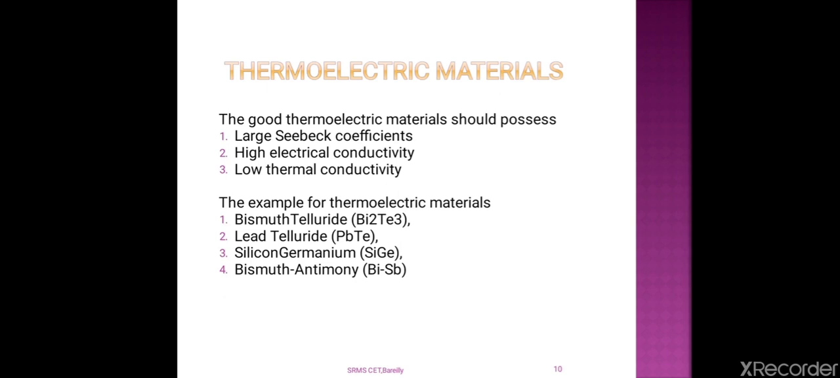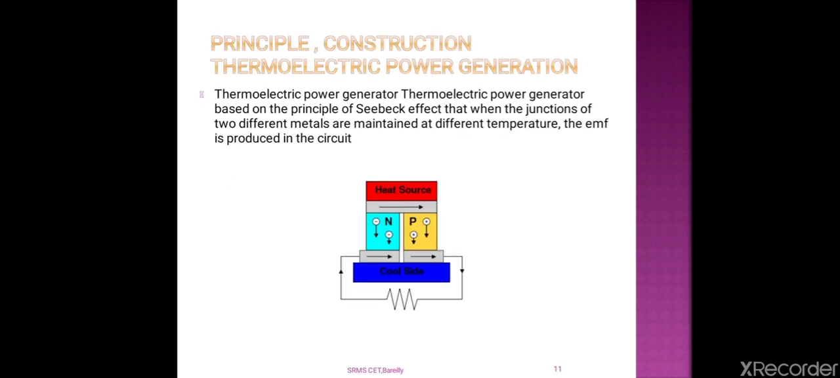Next is the thermoelectric material. The material which we use in thermoelectric devices should possess three qualities. It has a large Seebeck coefficient, it must have high electrical conductivity, and it must have low thermal conductivity. Examples of thermoelectric materials are bismuth telluride, lead telluride, silicon germanium, bismuth, and antimony. Next, we will study the principal construction of thermoelectric power generation.